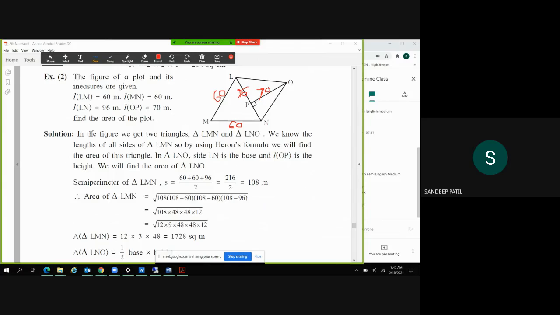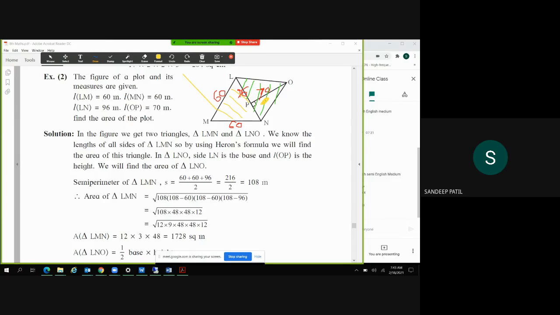In this figure, we get two triangles, right? We can see two triangles. This is one triangle, and this is one triangle, right? I know you may consider this as a third triangle, but LON can be considered as one triangle because they have given the base and height. So we can directly calculate the area.